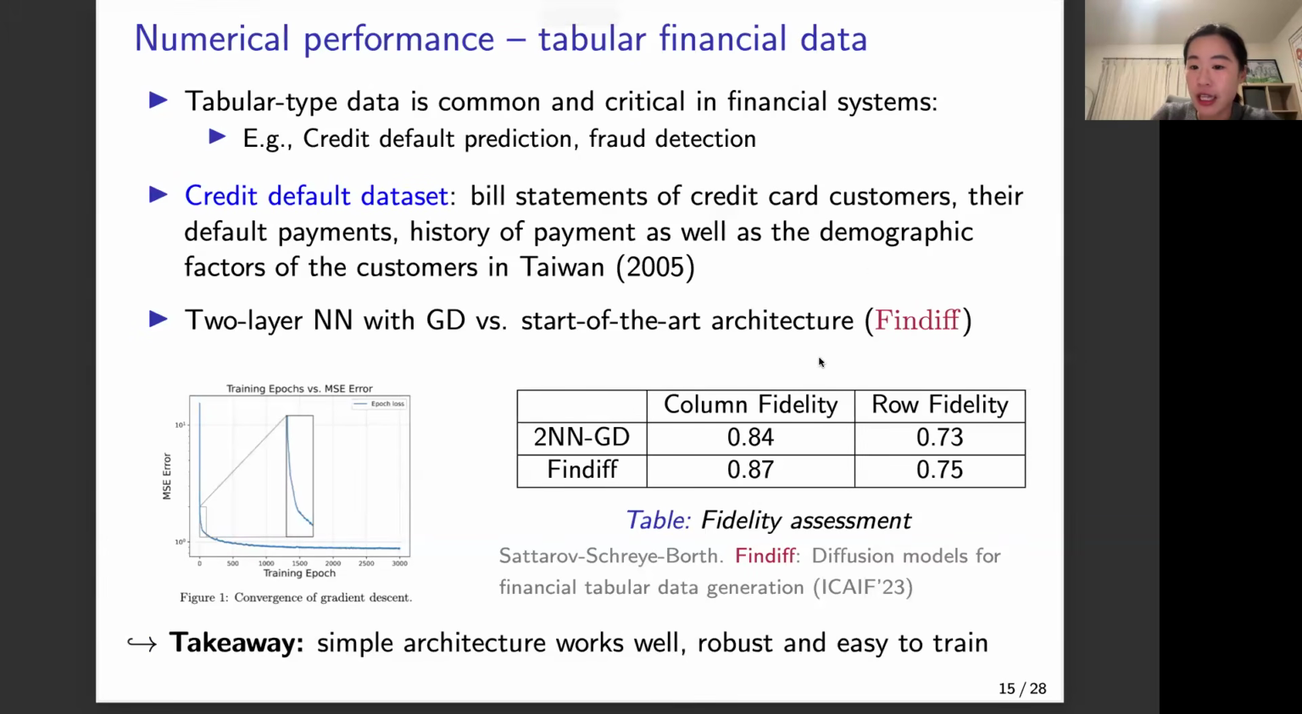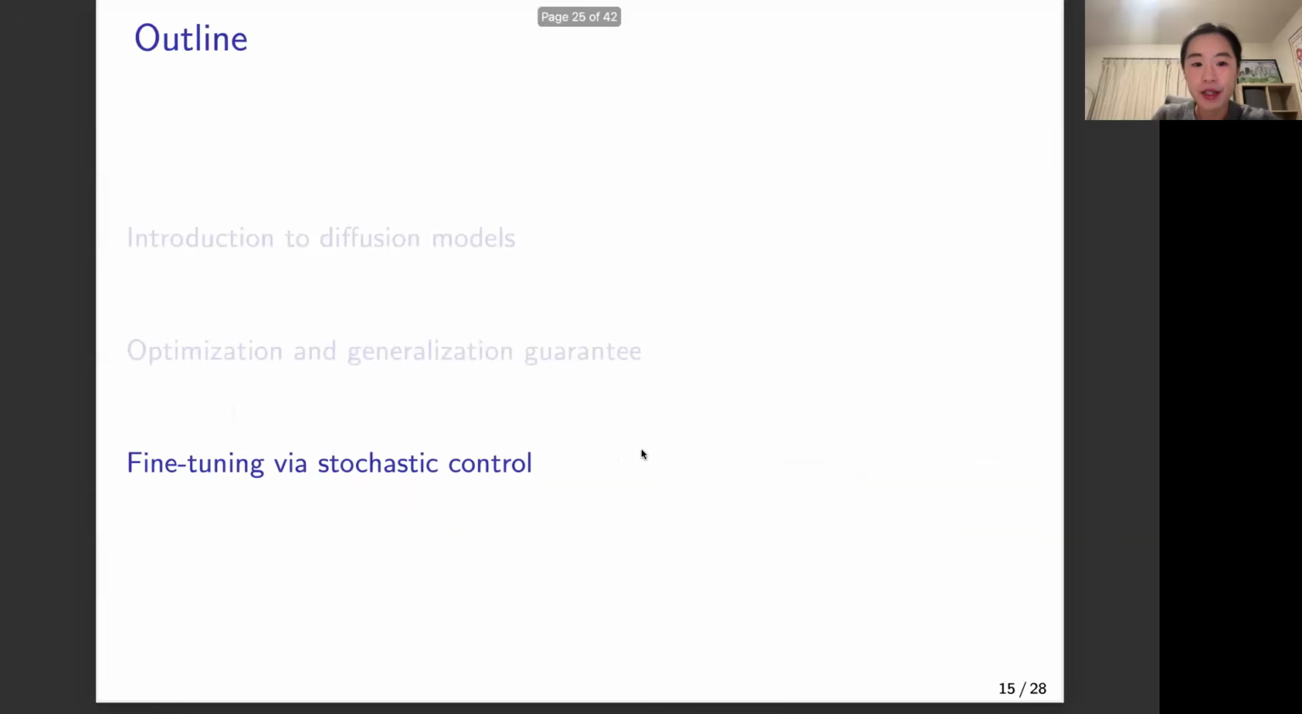We get very good results, actually, which means the key takeaway here is that simple architecture really works well. As long as you implement the early stopping in a proper way, it gives us a very robust result, at least on this small size data set, and it's very easy to train. Gradient descent, nothing more. Okay, so this would be the main takeaway if we implement what we proposed on a small scale data set.